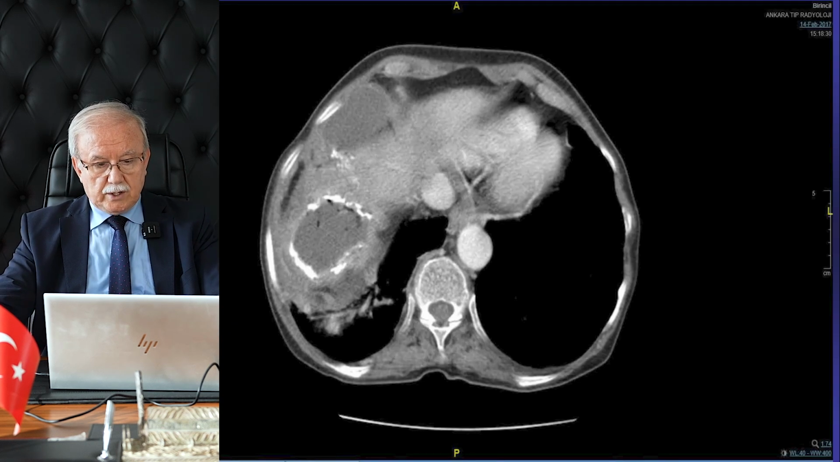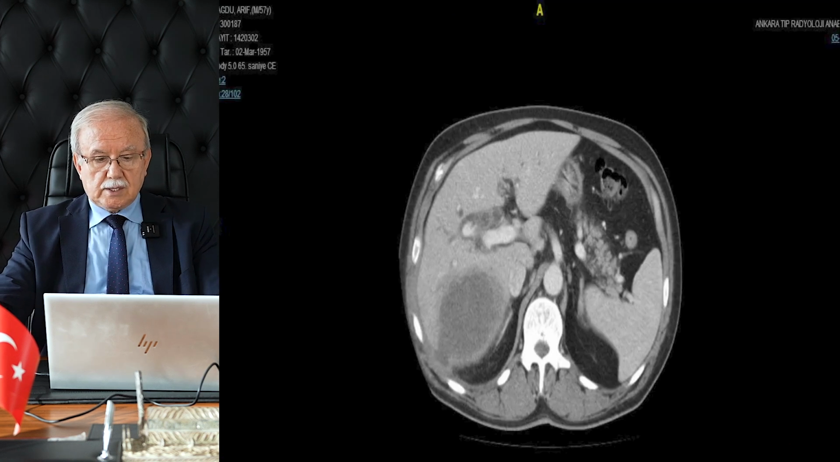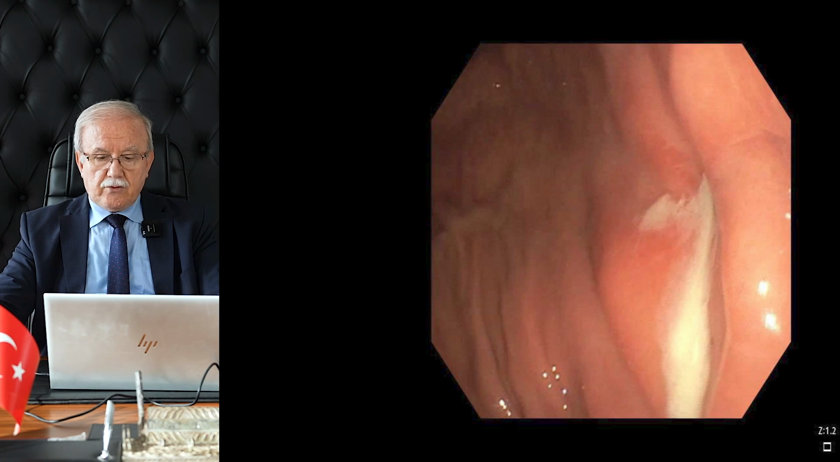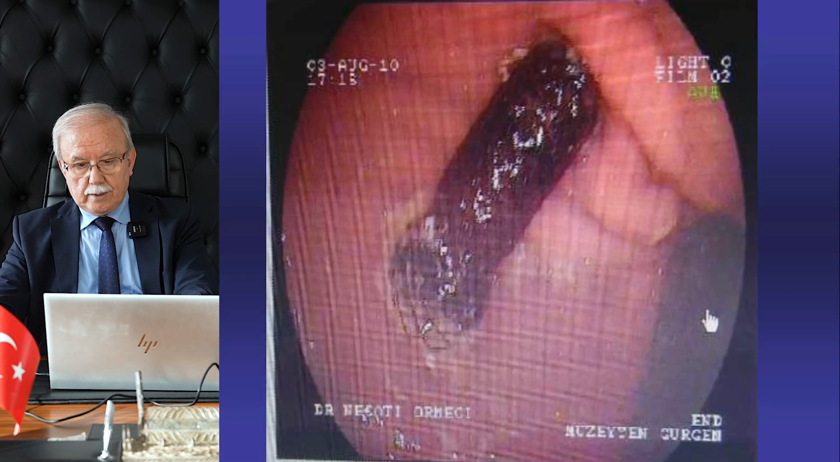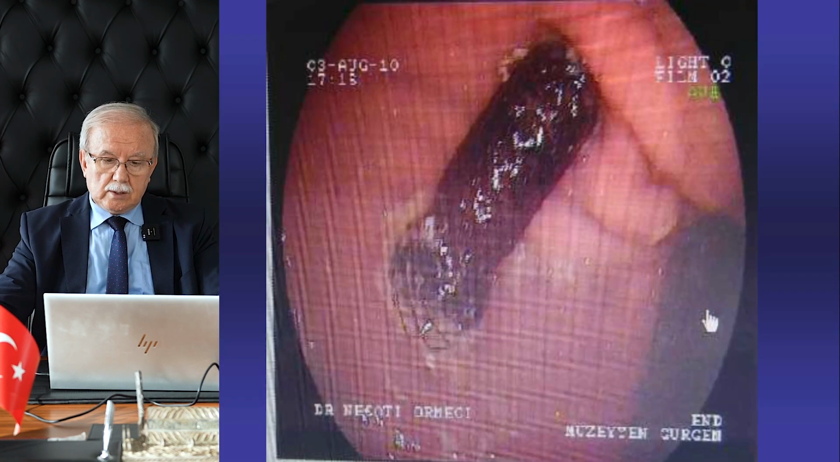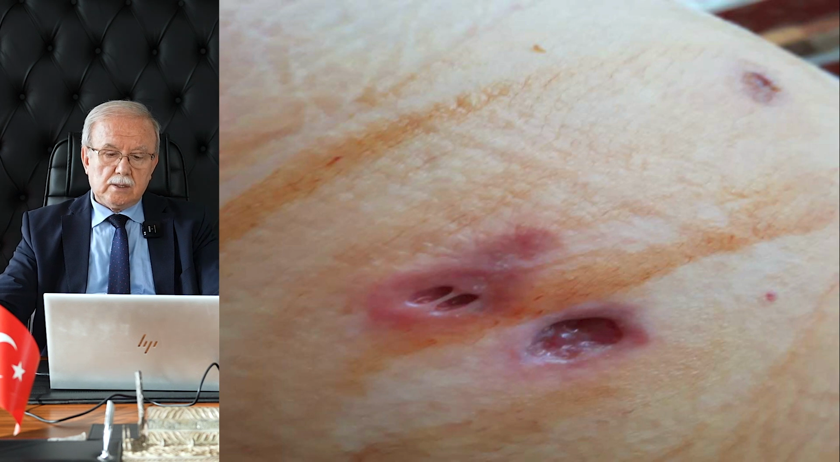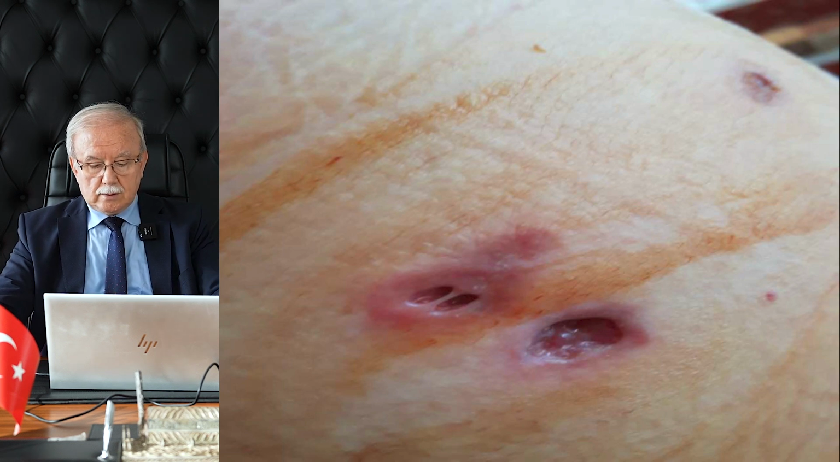This is from our series. You see here, it has just ruptured into the pleural space. In this case, it ruptured into the biliary duct, and you see the common bile duct dilatation here. In this patient, the left lobe hydatid cyst just opened into the stomach, and juice comes out here. We inserted a metallic stent between the stomach and the cyst. In this case, the cyst opened to the gluteal area.